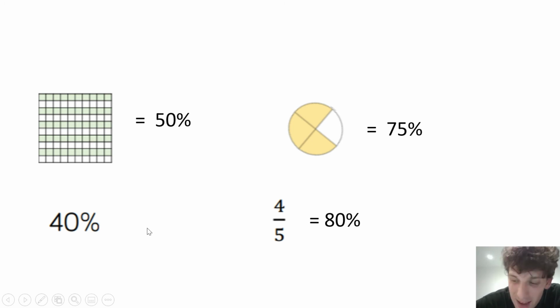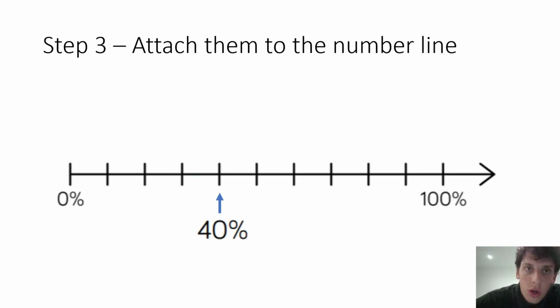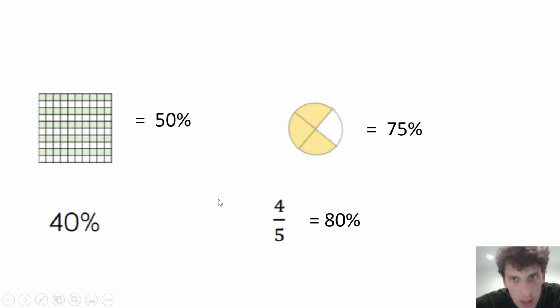Now step 3 is to put all of these on our number lines. You need to put 3/4 on a number line, 4/5 on a number line, 50% on our number line, and 40% on our number line. I don't want you to put the percentage on the number line. I want you to put the fraction on the number line. Please pause the video, complete that task, and then press play when you're ready to go through these.